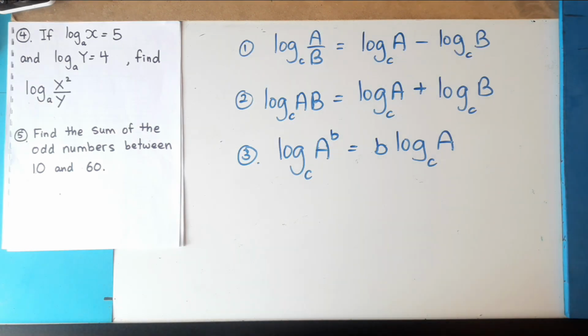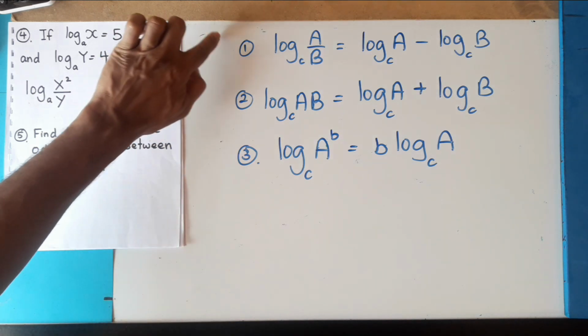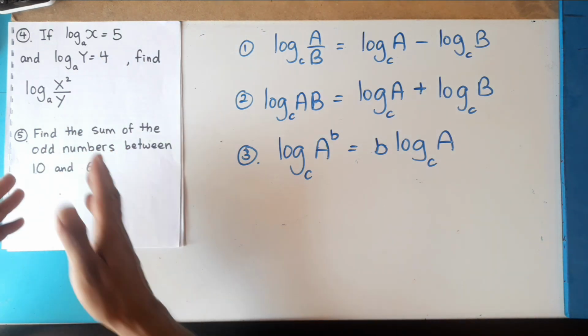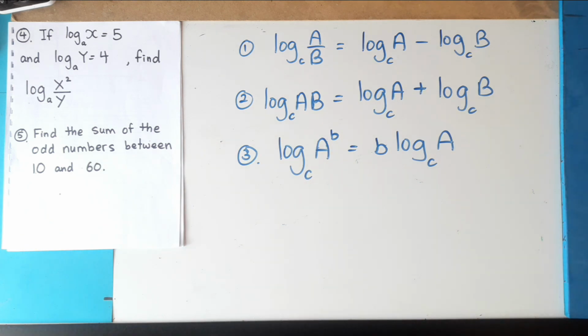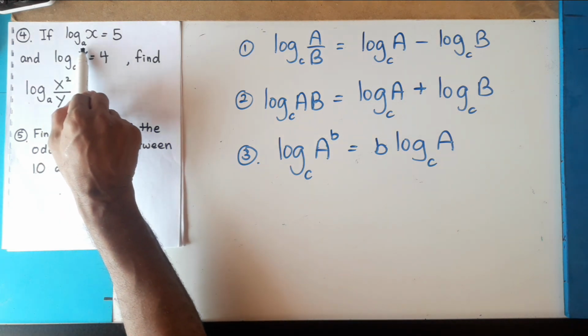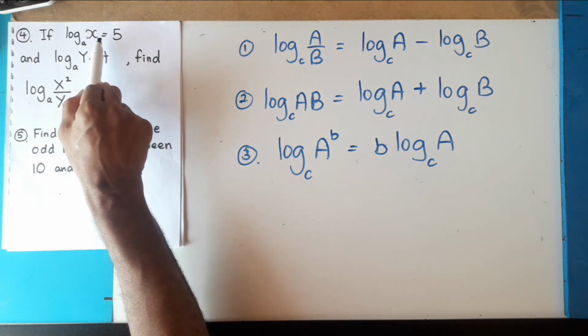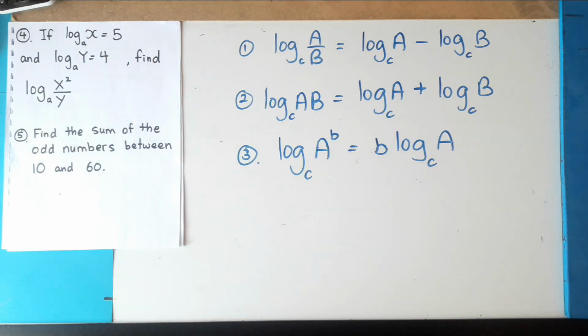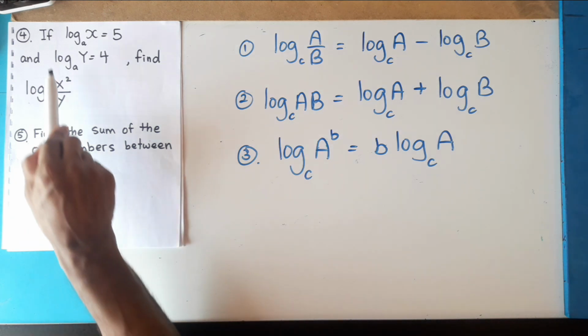Alright, so question 4, like I said, is a logs question. So above here are the formulas that I'm going to use to do this logs question, right? So I'm going to be referencing them as I do question 4. So question 4 says log_a(x), wherever I see that, it's equal to 5. So that means wherever I see this, I can throw it away and replace it with 5.